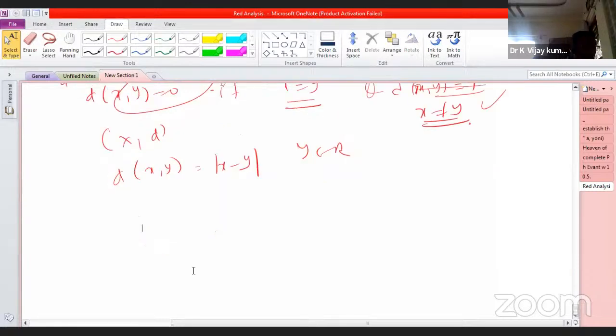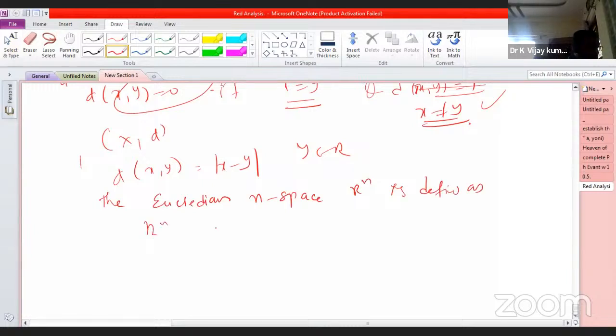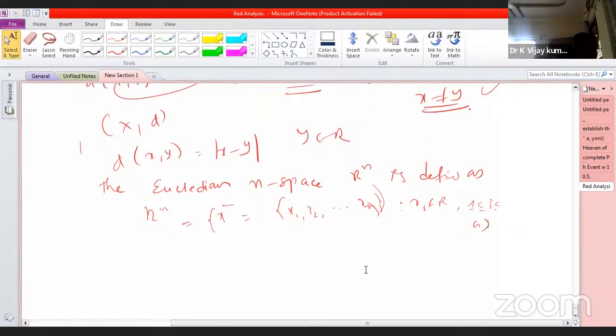Then we are taking another one, the Euclidean n space. The Euclidean n space R power n is defined as R power n is equal to the set of x bar equal to x1, x2, and so on, xn, where xi belongs to R, 1 less than or equal to i less than or equal to n. See the blackboard, all of you. The ith term we can take in R. This is the set of ordered n-tuples of real numbers.